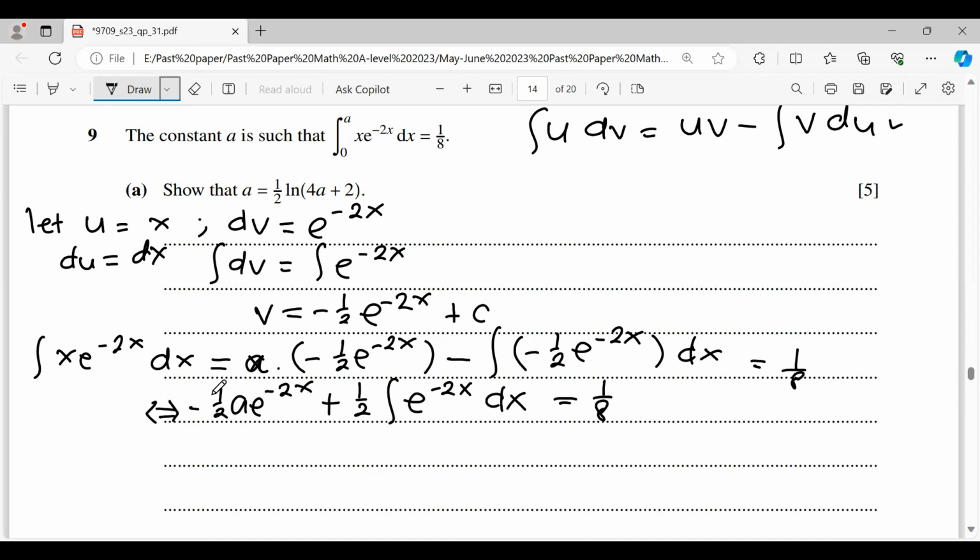Equivalent, I'm going to use that symbol. Okay, then it becomes negative a e power negative 2x. The integral of e power negative 2x becomes half in front, so it becomes 1/4 times e power negative 2a. If this is a and 0 here, it becomes, sorry, a, minus e power 0, because 2 times 0 equals 0.